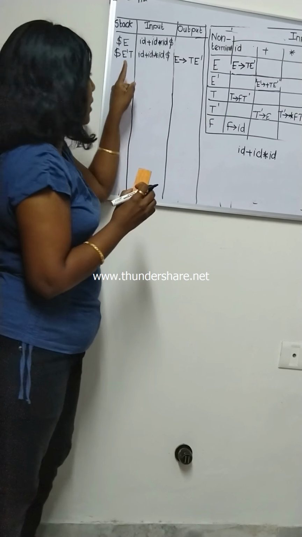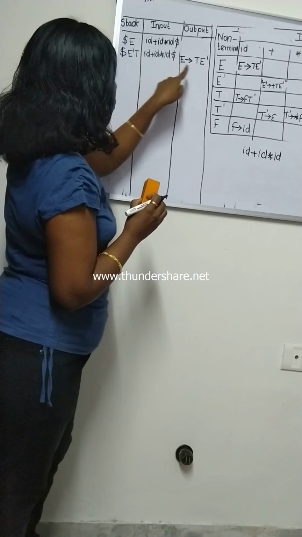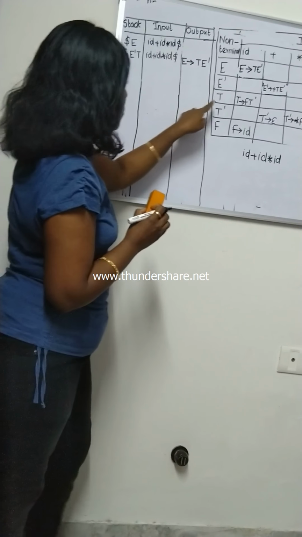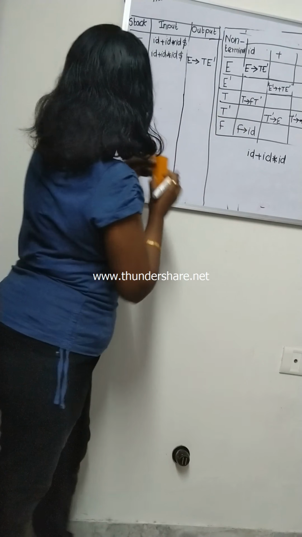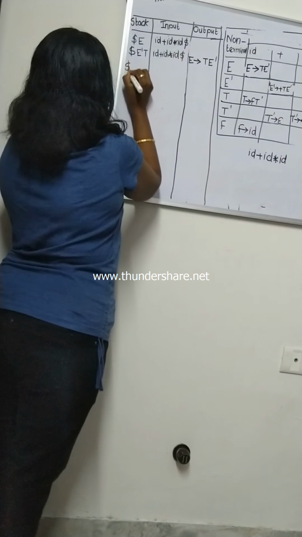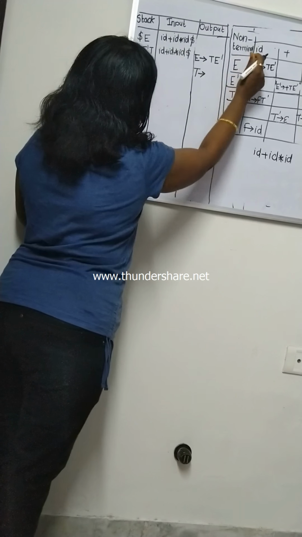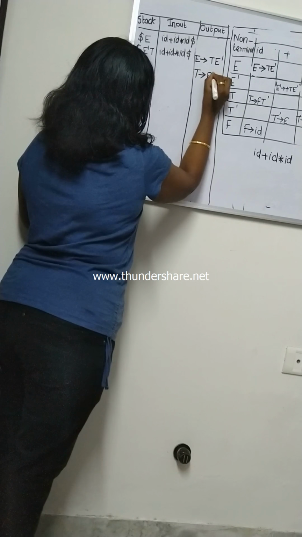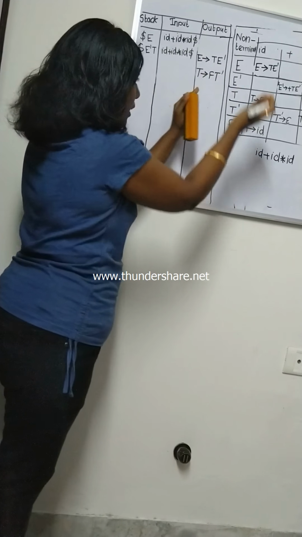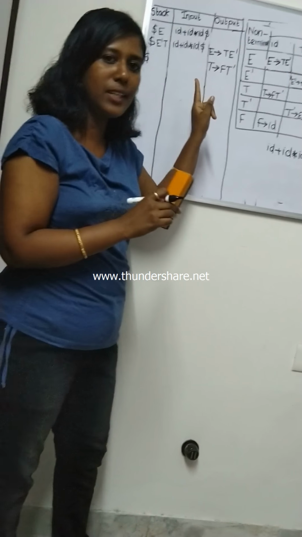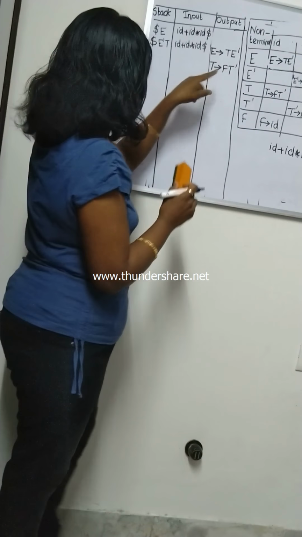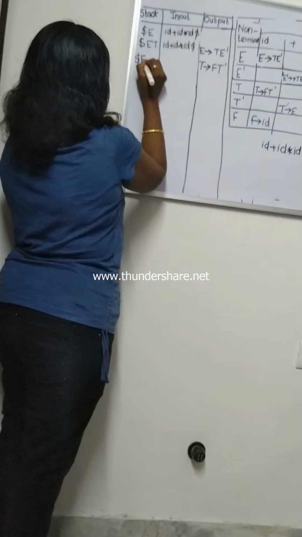Now I am going to check T row and ID column. T row and ID column. So in the T row, ID column, I have T derives FT dash. Now again, same as here, when we are writing in the stack, we will be writing in reverse order. So already we have E dash.